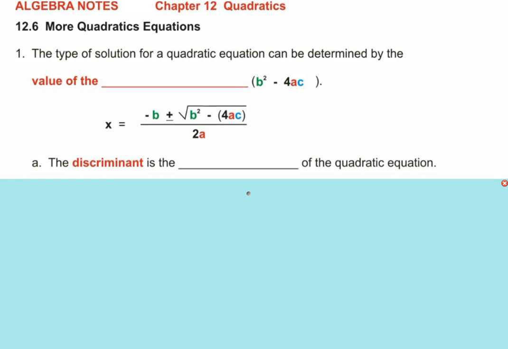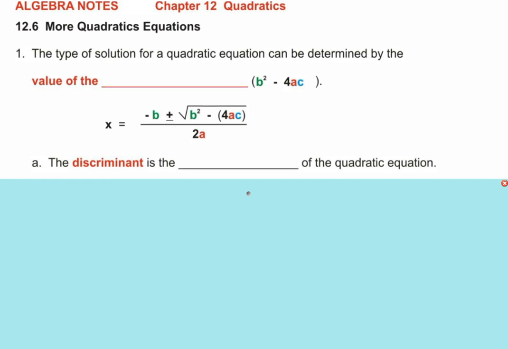All right, so this is 12.6, more quadratic equations. We have now learned the three main ways of solving quadratics. And that is by factoring: set it equal to 0, factor it, set the factors equal to 0 and solve. Two, by roots, which is technically isolate the squared variable, take the square root of both sides. Don't forget the plus minus.